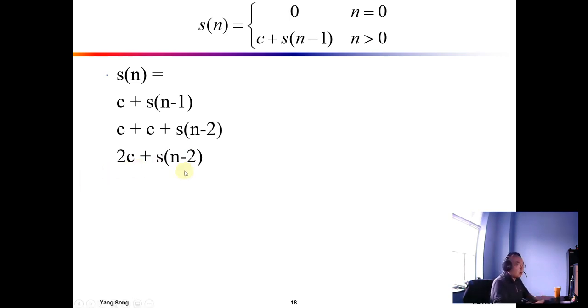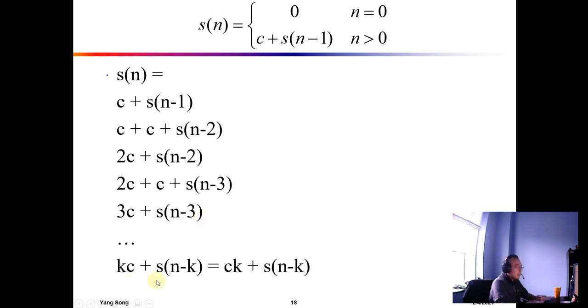The next part is how do we expand Sn minus 2. So instead of n here, I want n minus 2, and here n minus 2 again. Now I have 3c plus Sn minus 3. If we keep on doing this, you will probably see the pattern: c plus Sn minus 1, 2c plus Sn minus 2, 3c plus Sn minus 3. Do you see the pattern? The pattern is kc plus Sn minus k, which equals ck plus Sn minus k.